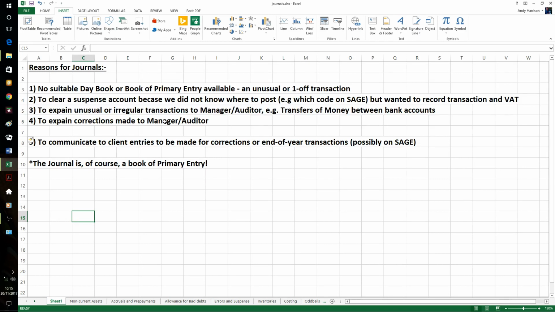Also, to explain unusual or irregular transactions to a manager or auditor. If I transferred money into a deposit account, maybe to earn some interest, I need to make it clear this is authorised, where it's going. It's not going into my own bank account.